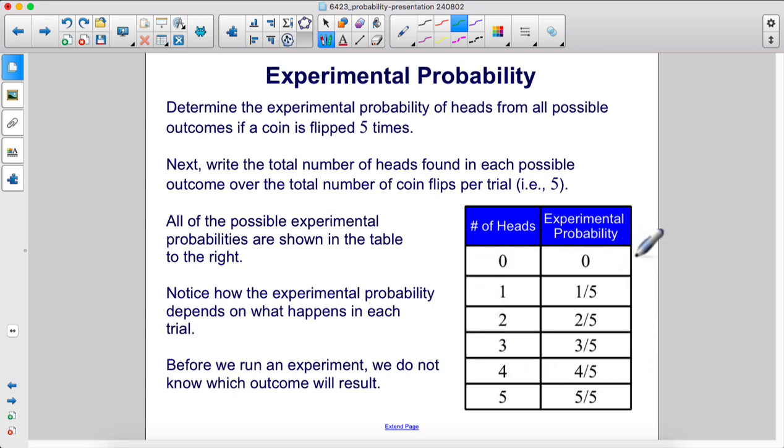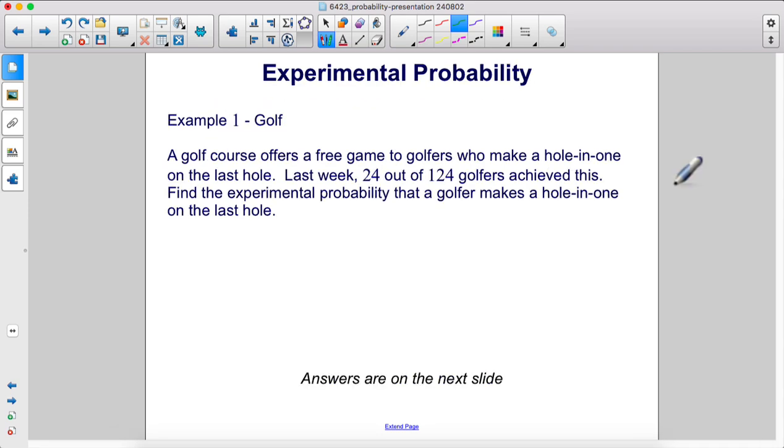Notice how the experimental probability depends on what happens in each trial. Before we run an experiment, we do not know which outcome will result. But as I said before, the more trials you get, the closer you're going to get to a 50-50 chance of getting heads.